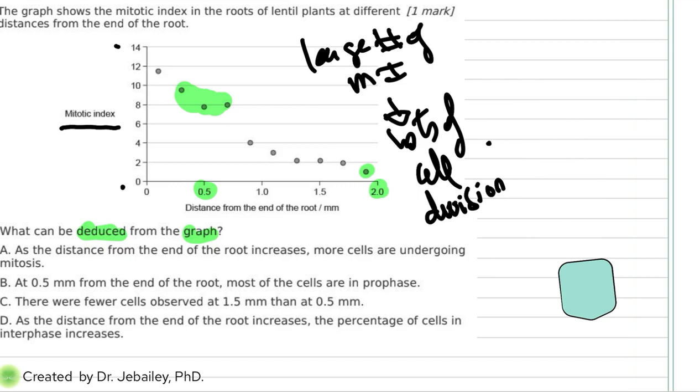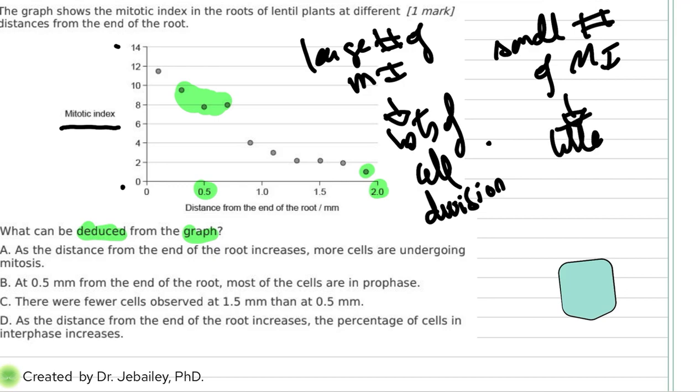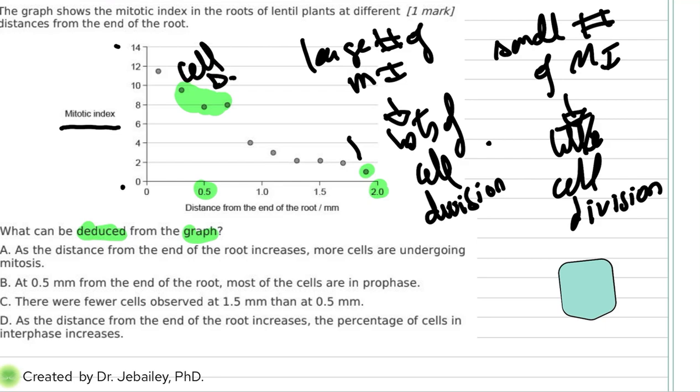That's what it means. And vice versa. If it's a small number of mitotic index, it means little cell division. So from this graph, you can see that here there's a lot of cell division. And here you can see there is low.